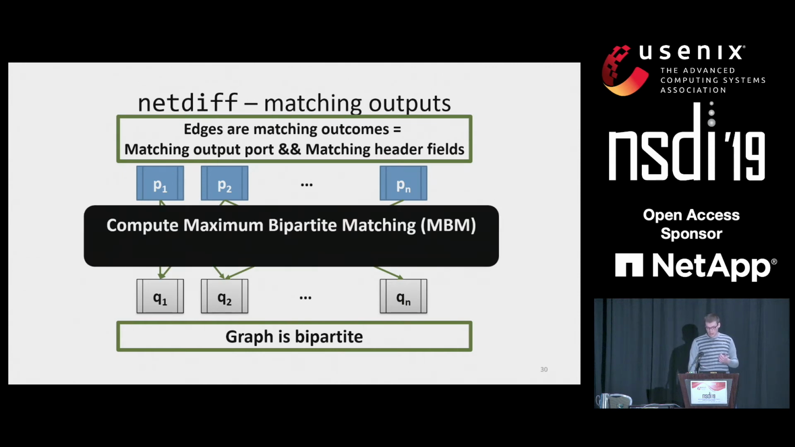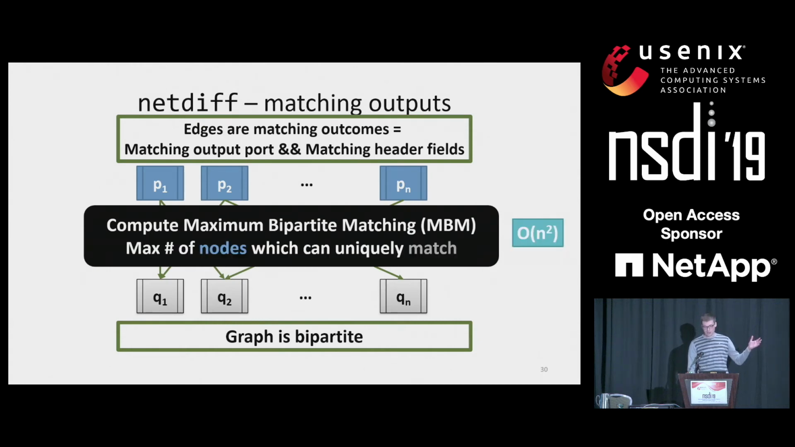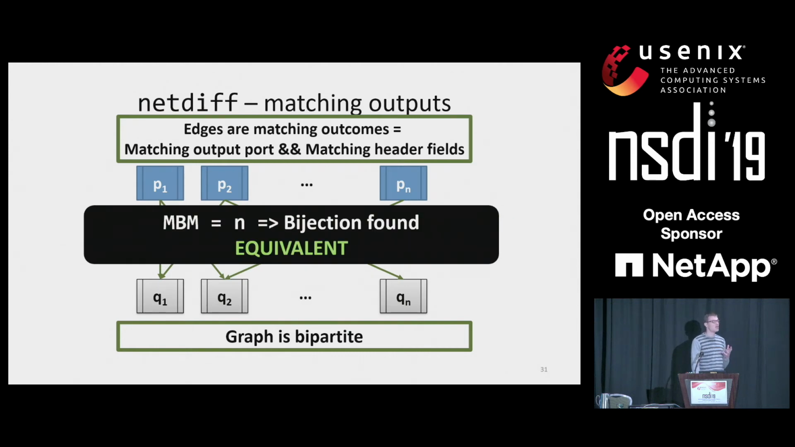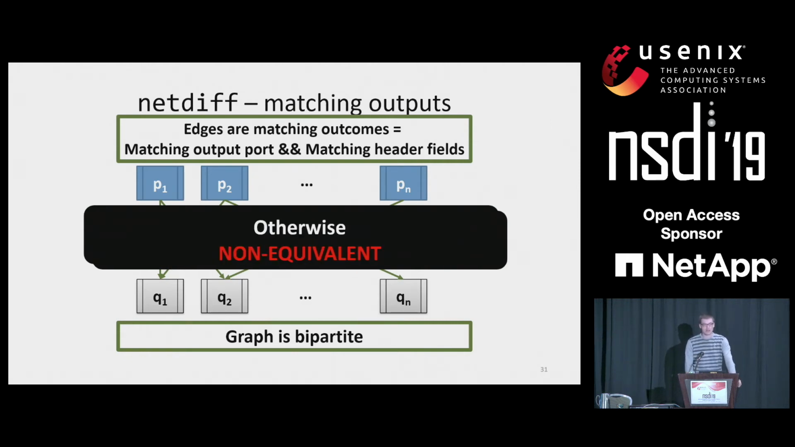So in order to do this, we will compute the maximum bipartite matching, since this graph is bipartite. And this basically means the maximum number of nodes in blue which can uniquely match a node in gray. So if this number that we output is actually equal to the number of packets which went out, that means we can actually find a bijection and the results are equivalent. If they're not, that means that these results are non-equivalent, and overall, the topology will treat packets differently.